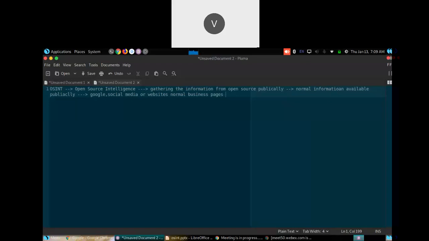First I will discuss what we are going to see today. Today we are going to see the basics of OSINT. We are going to understand the basics of OSINT, like what is OSINT, why do we use it, and where do we need this.